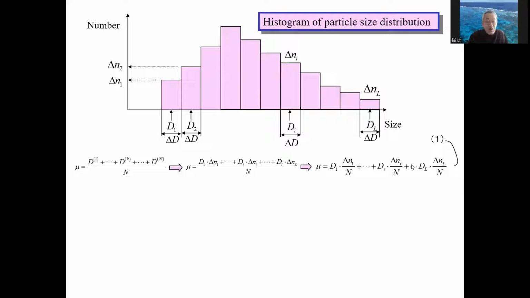This equation is further transformed. Delta N1 over N, delta Ni over N, etc. appear on the right-hand side of the third equation. Delta Ni over N is the probability that the size D takes a value from Di minus half delta D up to Di plus half delta D.